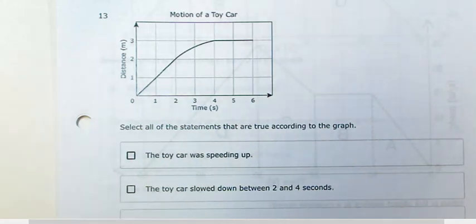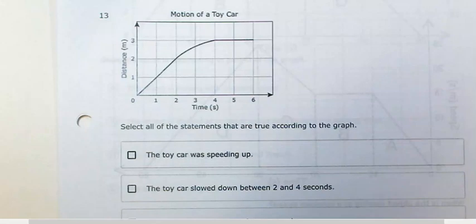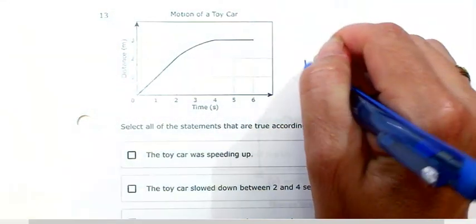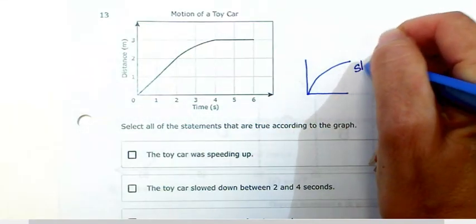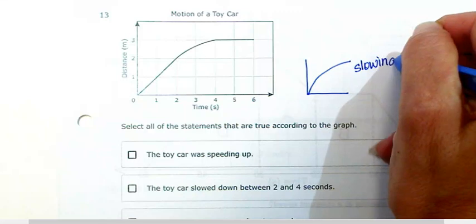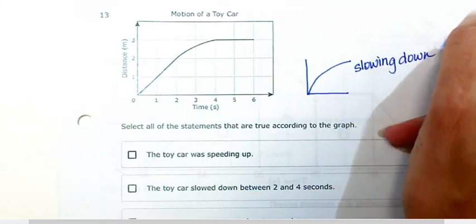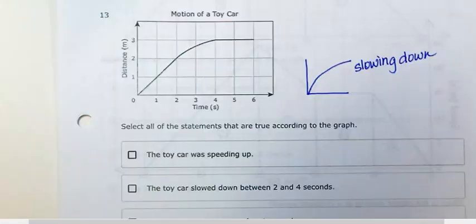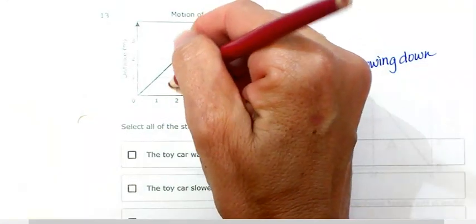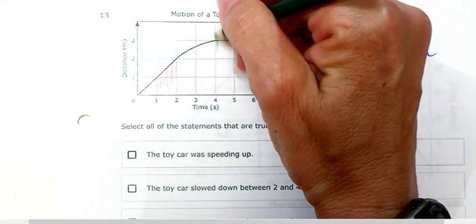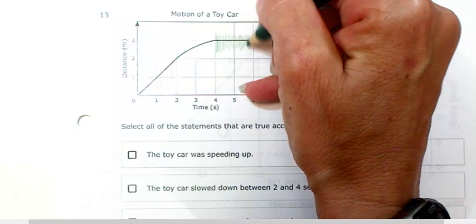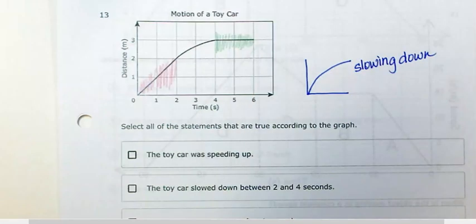All right, motion test corrections part 3. We're now on number 13, motion of a toy car. We've got a distance versus time graph again. And we've already said in some of the previous questions that if we have something that looks like this, that means that this object is slowing down. Now, it's not curved all the way. This part through here looks like a fairly constant velocity. And obviously here, they've gotten to the point where they're not moving at all because it's flat.